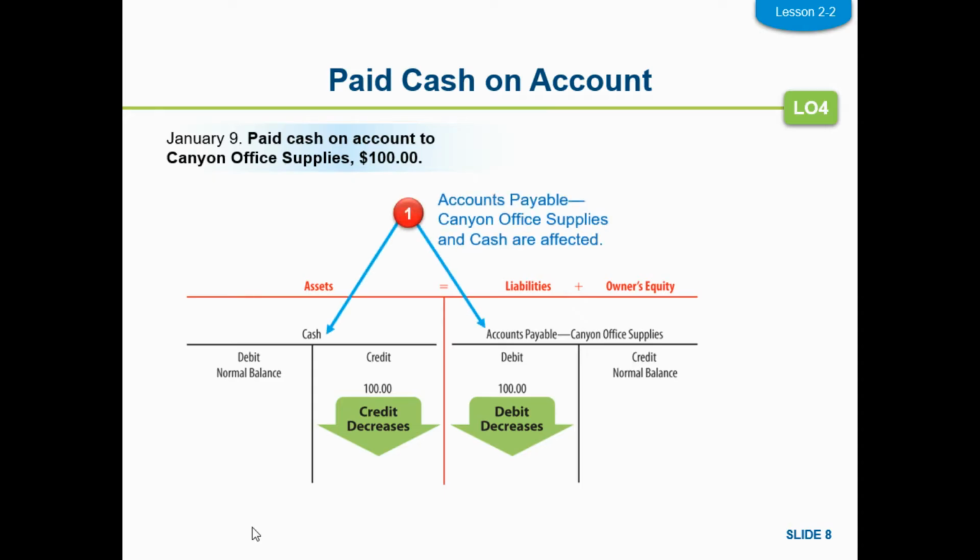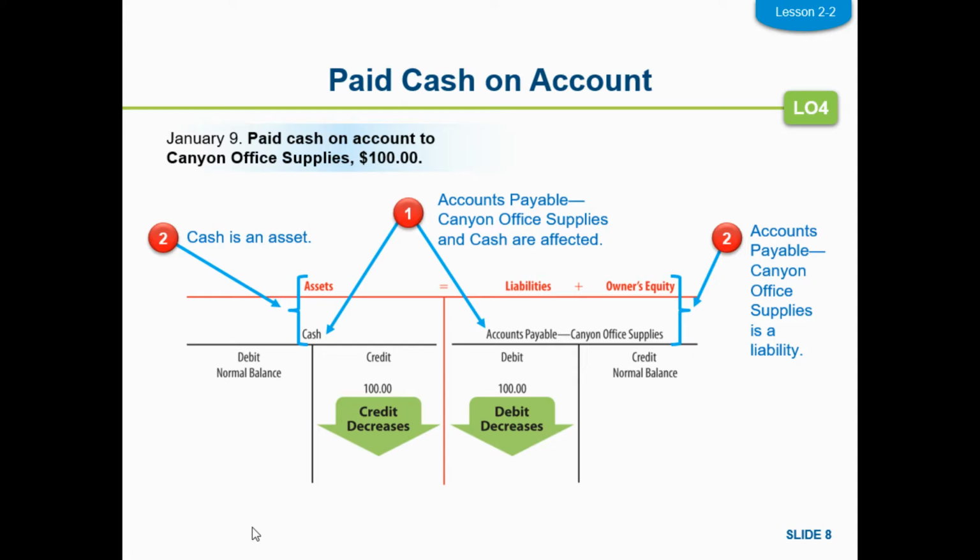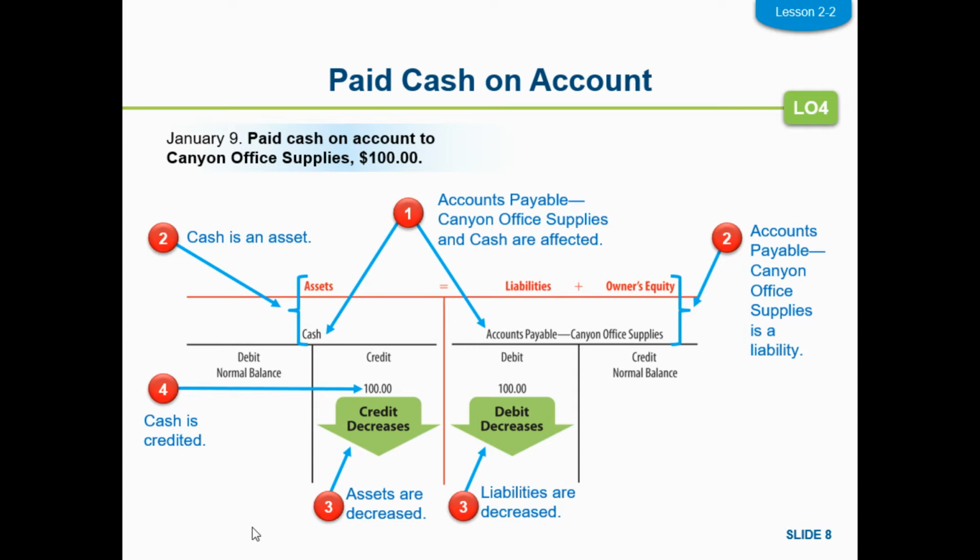So, question one, which accounts are affected? Accounts payable and cash. We have the T accounts up for those. Cash is an asset. That's how it's classified. Accounts payable is a liability. Assets are decreased with a credit. Liabilities are decreased with a debit. So both assets and liabilities are being decreased. We owe them less money, but we have to decrease an asset, cash, to make that happen. Cash is credited, decrease an asset. Accounts payable is debited, decrease a liability.